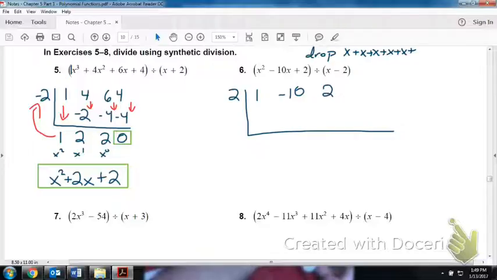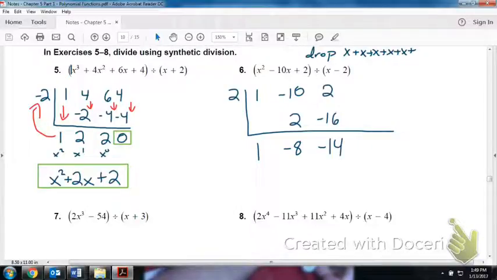So we'll drop the 1, multiply it by 2 to get 2. Negative 10 plus 2 is negative 8. Then multiply again. 8 times negative 2 is negative 16. 2 minus 16, 2 plus negative 16, or 2 minus 16, that's the way you want to think about it, is negative 14.